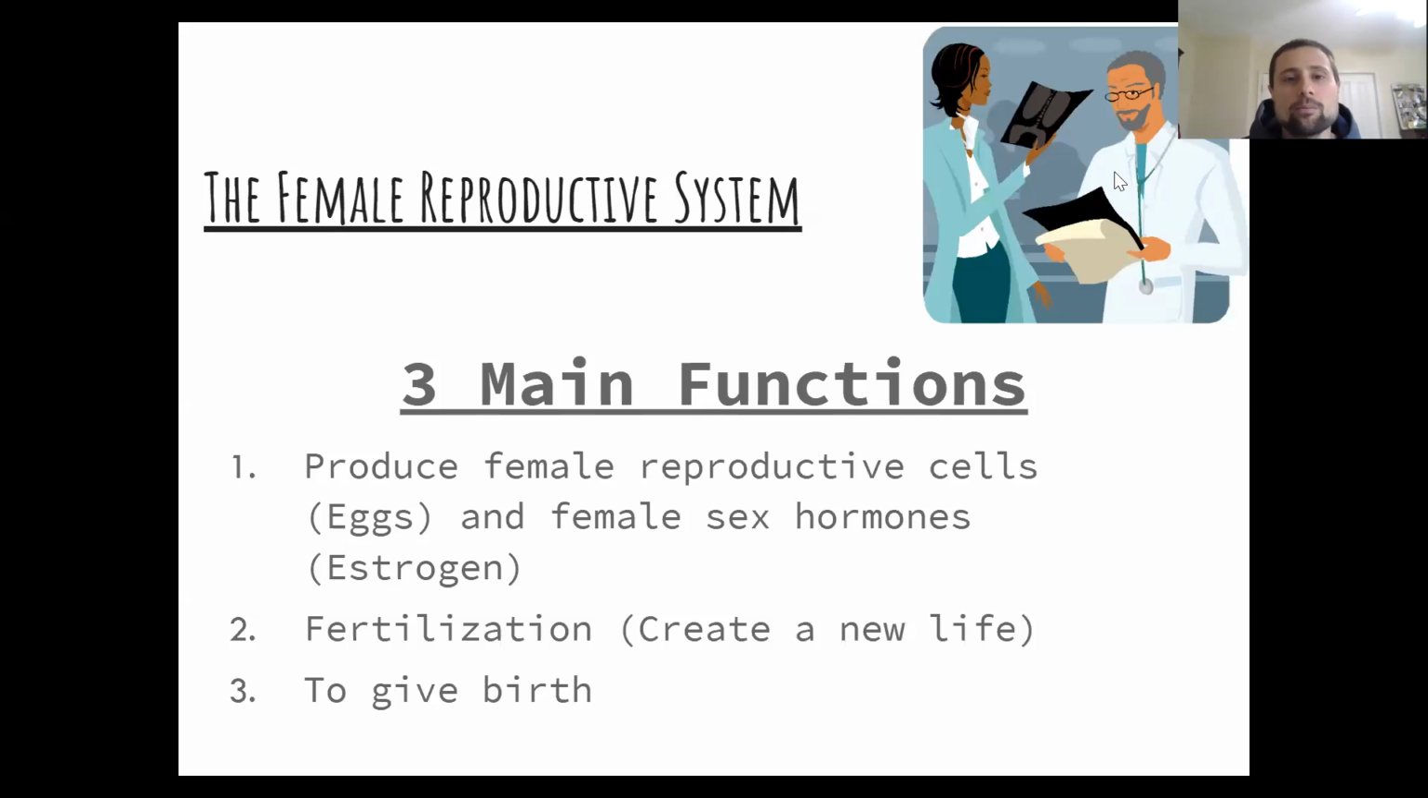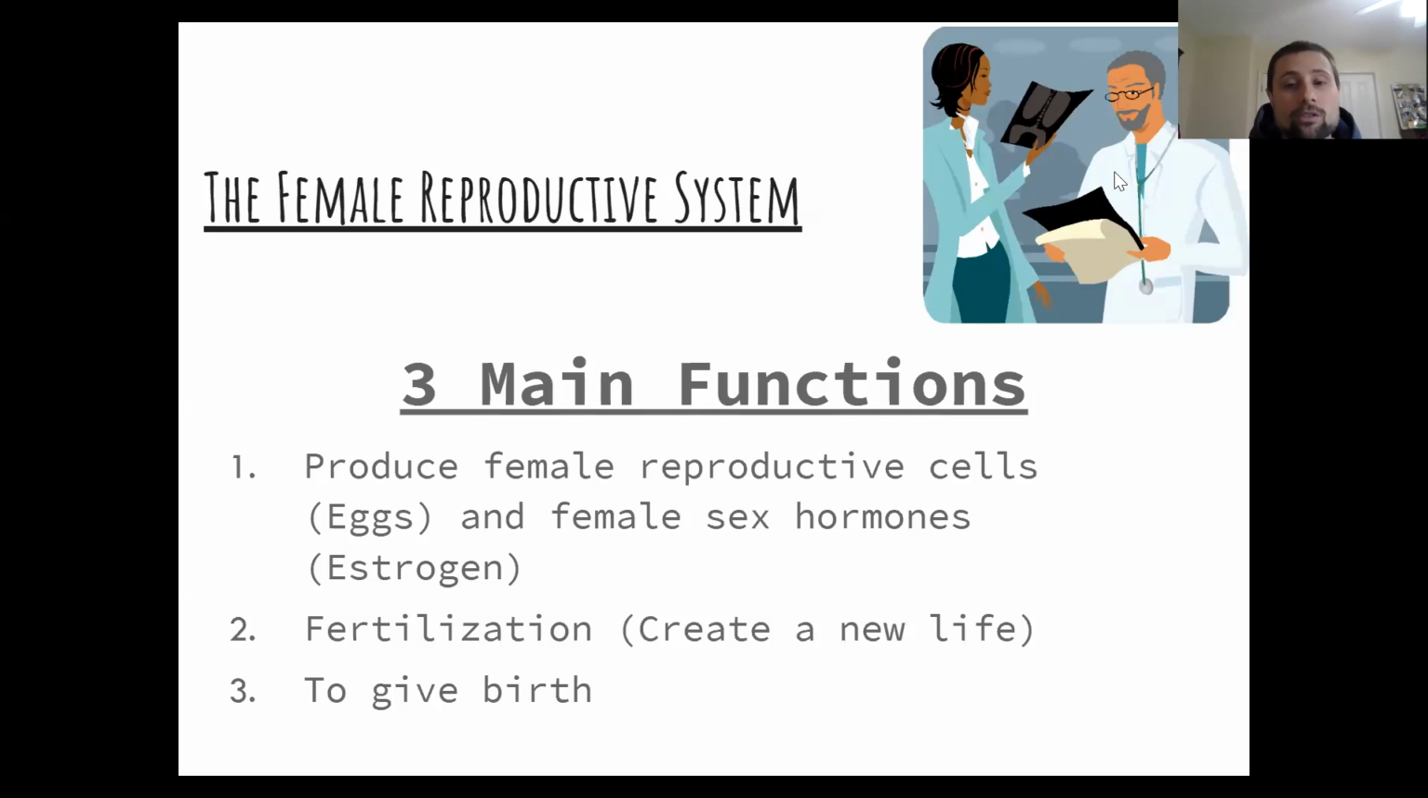Hey, good morning, everybody. Our previous video discussed the male reproductive system and the functions and some of the different anatomy for that. This video will discuss the female reproductive system. Three main functions for the female reproductive system. Number one is to produce the female reproductive cells called eggs. So the male reproductive system produces sperm. The female reproductive system is going to produce eggs.